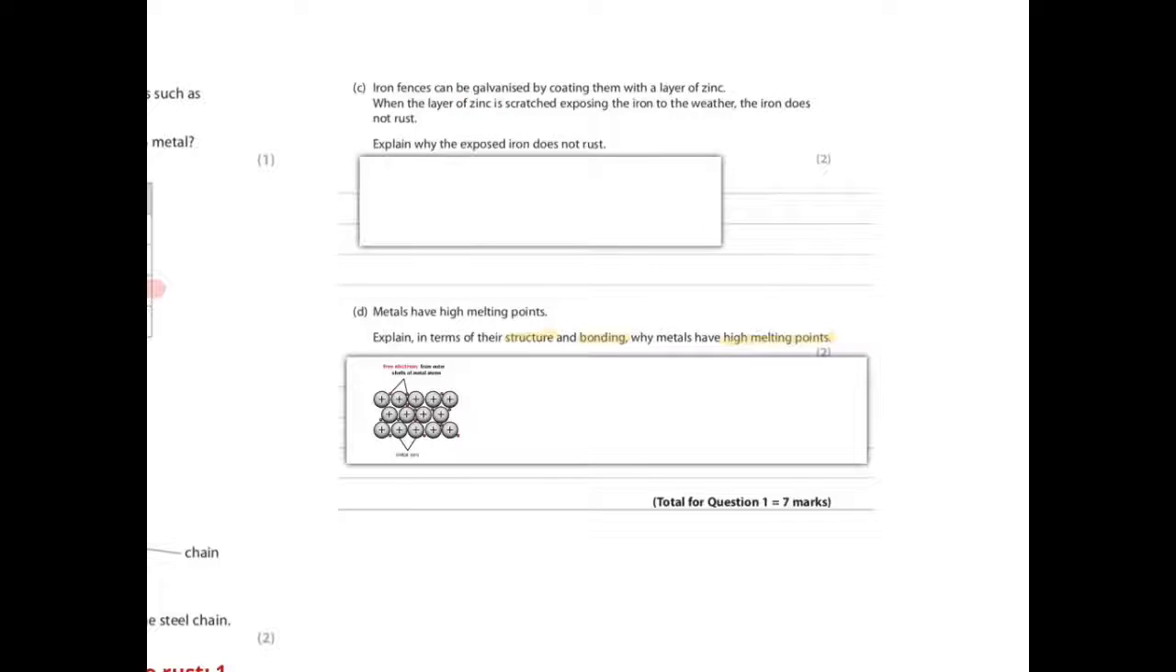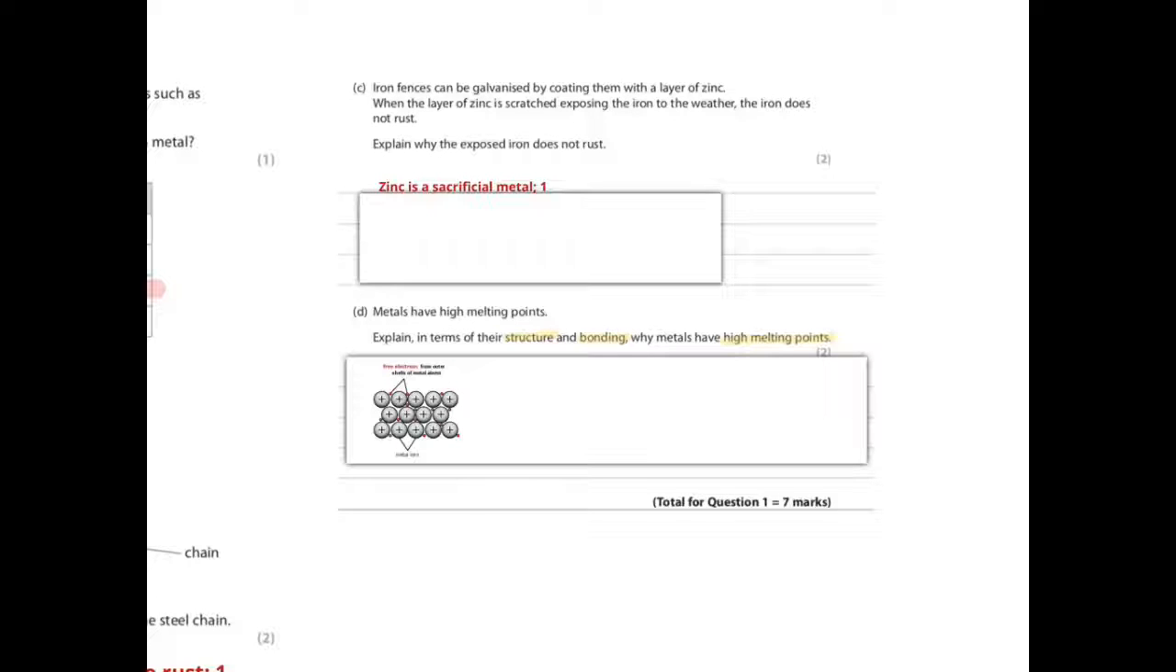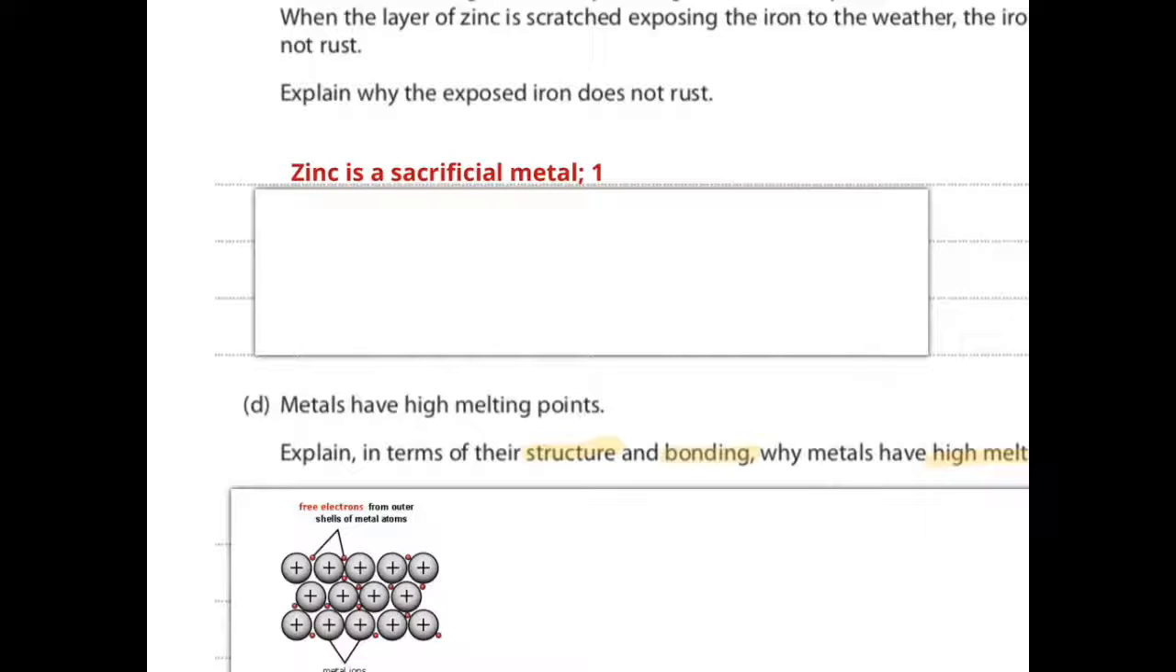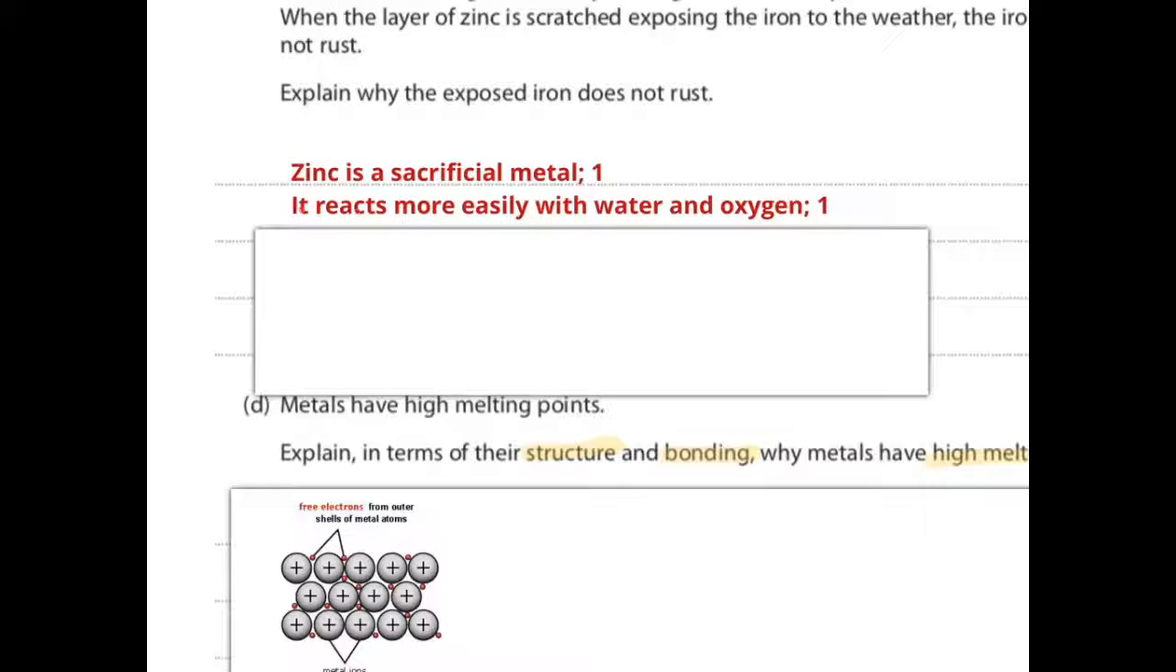They're used in ship hulls all the time, because obviously water can corrode metals, so you protect it with something more reactive than the valuable steel that makes the ship. So zinc is a sacrificial metal, you need to know that term. It will sacrifice itself to protect the iron. It reacts more easily with water and oxygen than iron.